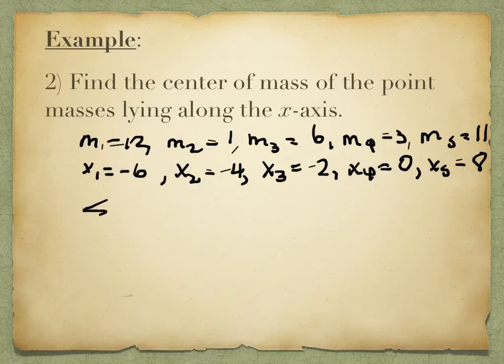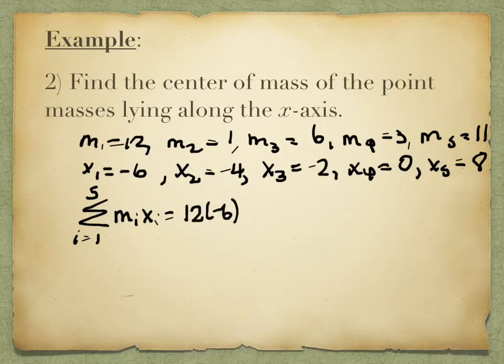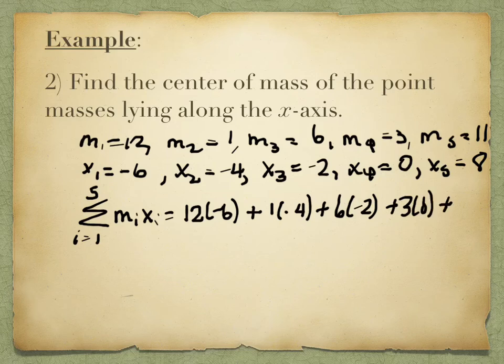And our summation then, from i equals 1 to 5 of m sub i x sub i would be simply each mass times its distance. So I'd have 12 times -6 plus 1 times -4 plus 6 times -2 plus 3 times 0 plus 11 times 8. And if you add these up and multiply and add these up, you'll end up getting that this is actually equal to 0.